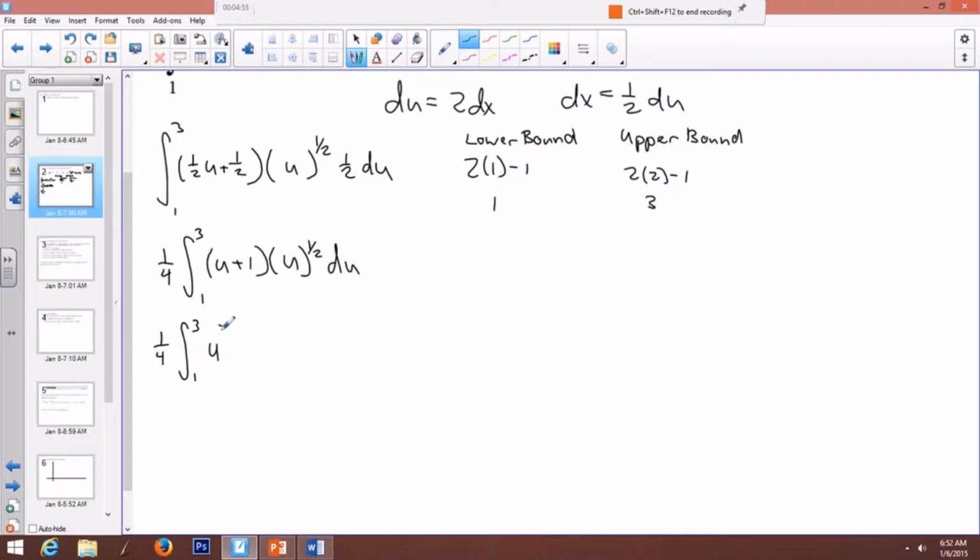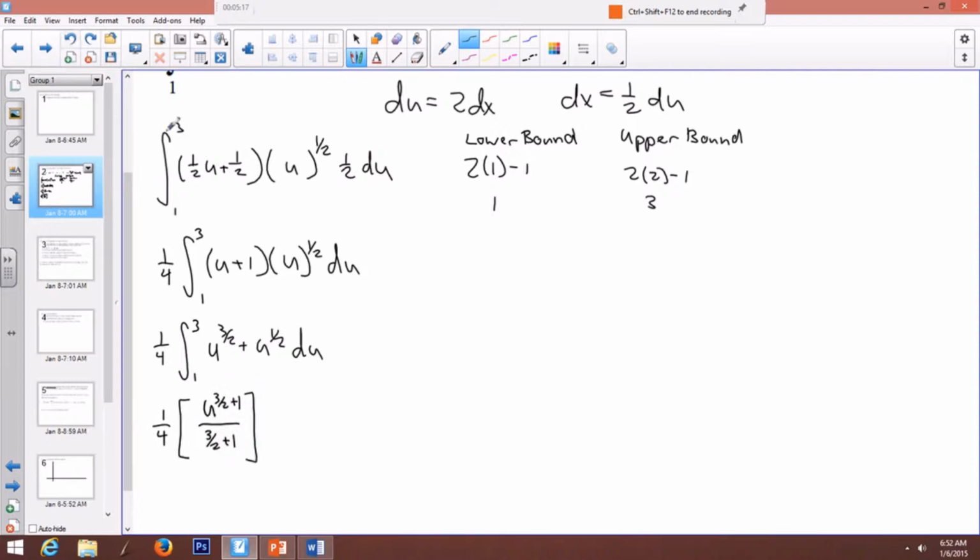That'll give me u to the 3/2 plus u to the 1/2 du. And now I can integrate these two expressions using the simple power rule separately. So completing the integration here, I now have u to the 3/2 plus 1 over 3/2 plus 1.